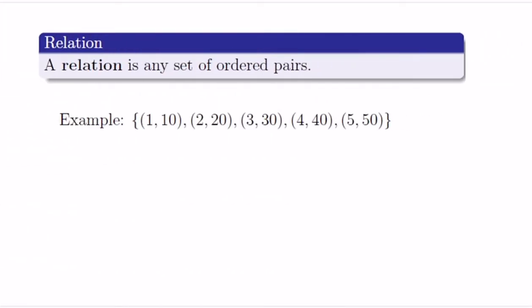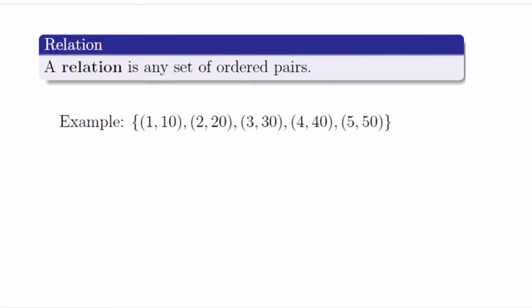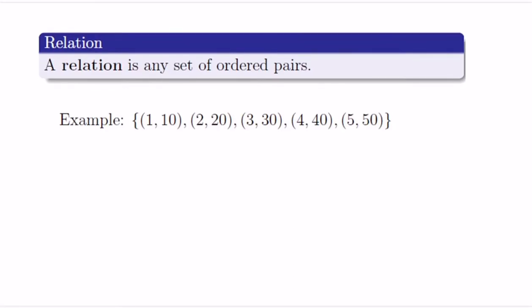Now, what is a relation? A relation is any set of ordered pairs. When we say ordered pairs, the elements must be like this: x, y. Now we have the first component x and the second component y. So for example, we have this set, the set containing ordered pairs (1, 10), (2, 20), (3, 30), (4, 40), and (5, 50).